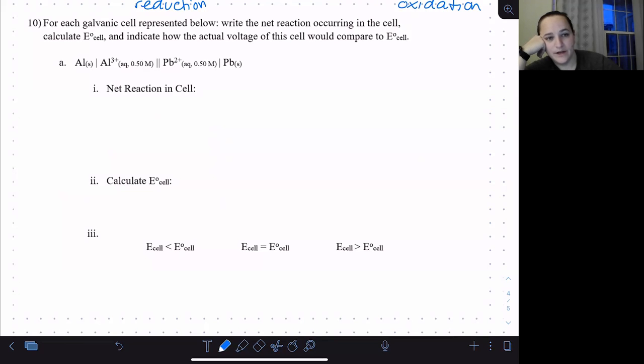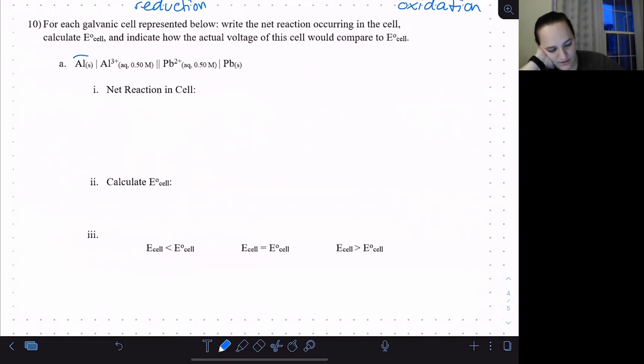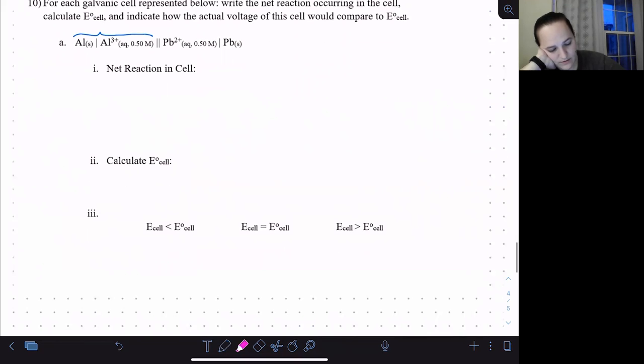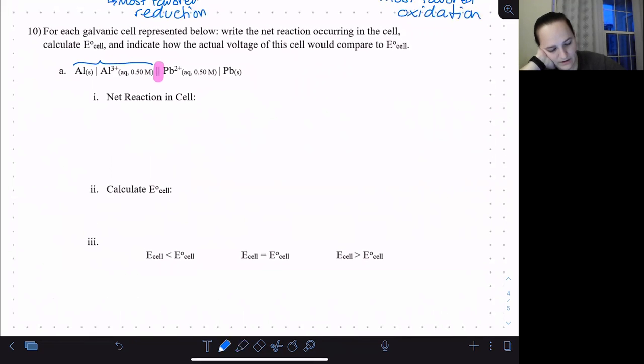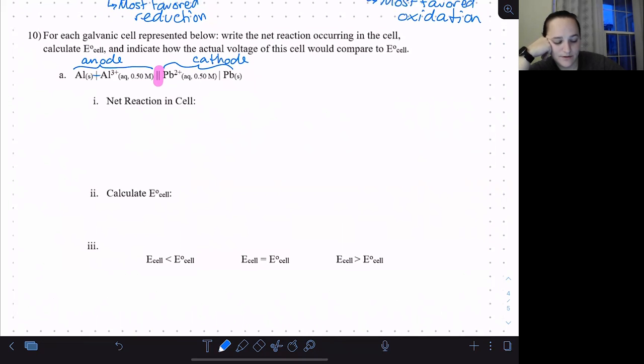So you're given line notation for a galvanic cell here, and first asked to write the net reaction occurring in that cell. To do that, we need to remember that everything before that double vertical line here is part of our anode, and everything after that is part of our cathode. So we can write the anode and cathode half reactions based on our line notation here, knowing that reactants are always listed first, products are always listed second.